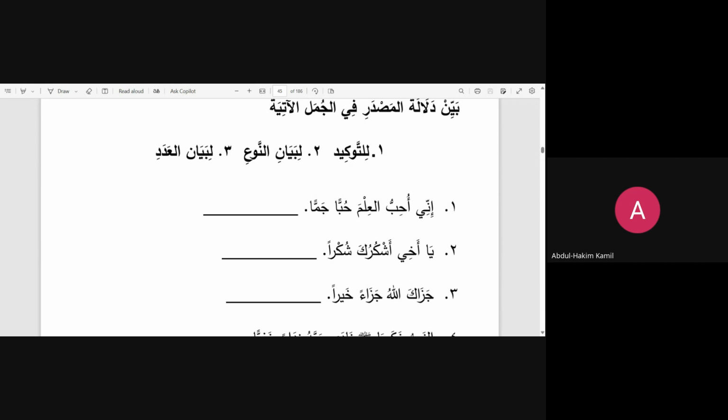But ashkuruka shukran, it's like he's conveying it. Okay. Why did I write this sentence? Shukran is from ashkuruk, we understand that. But why did I write this sentence? Ya akhi ashkuruka shukran. When somebody gives you something, we say shukran. We say it with a fatha, shukran. Listen to what I'm saying. We say shukran. We don't say shukrun. We don't say shukrin.